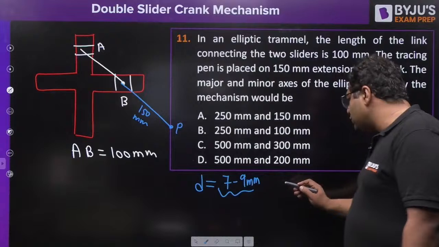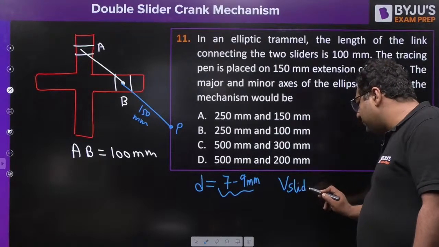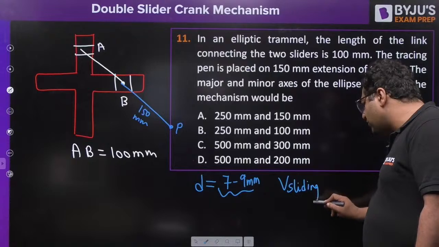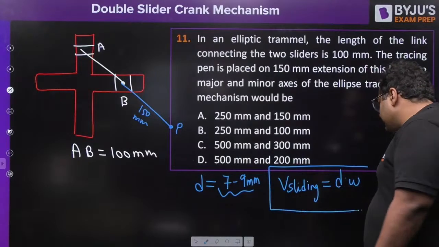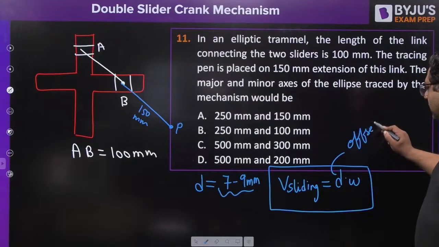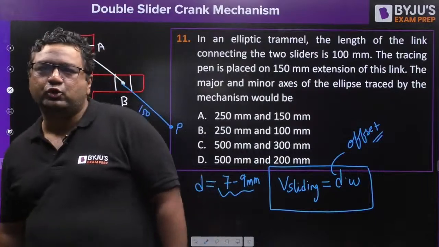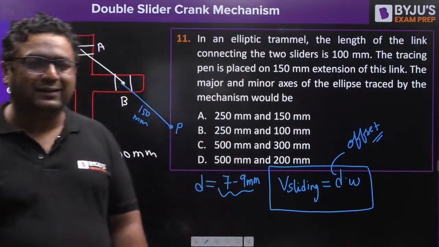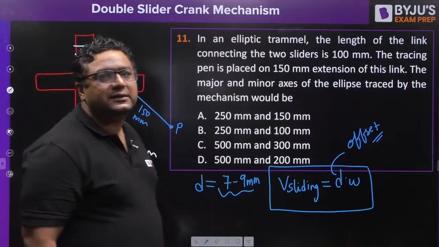And also I would like to say, as the Oldham coupling involves sliding, if somebody asks what is the velocity of sliding, this is d into omega. Velocity of sliding is given as d into omega. Here d is the offset. In general, I am saying it may be slightly more also, but power loss would be more in that case.